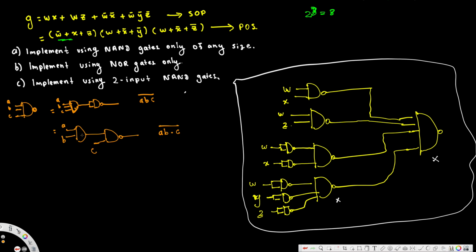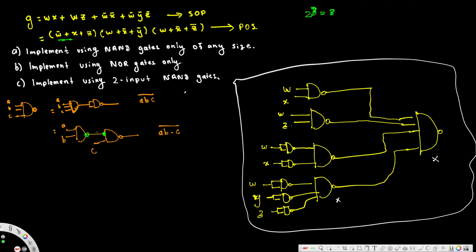Now we want all of them to be 2 input NAND gates. So we had to change this one into a NAND gate. The easy way is, if we put a NOT right here, we have to put another NOT to cancel that one. But by doing so, I am changing this one into a NAND gate. So now I change this one into a NAND gate.